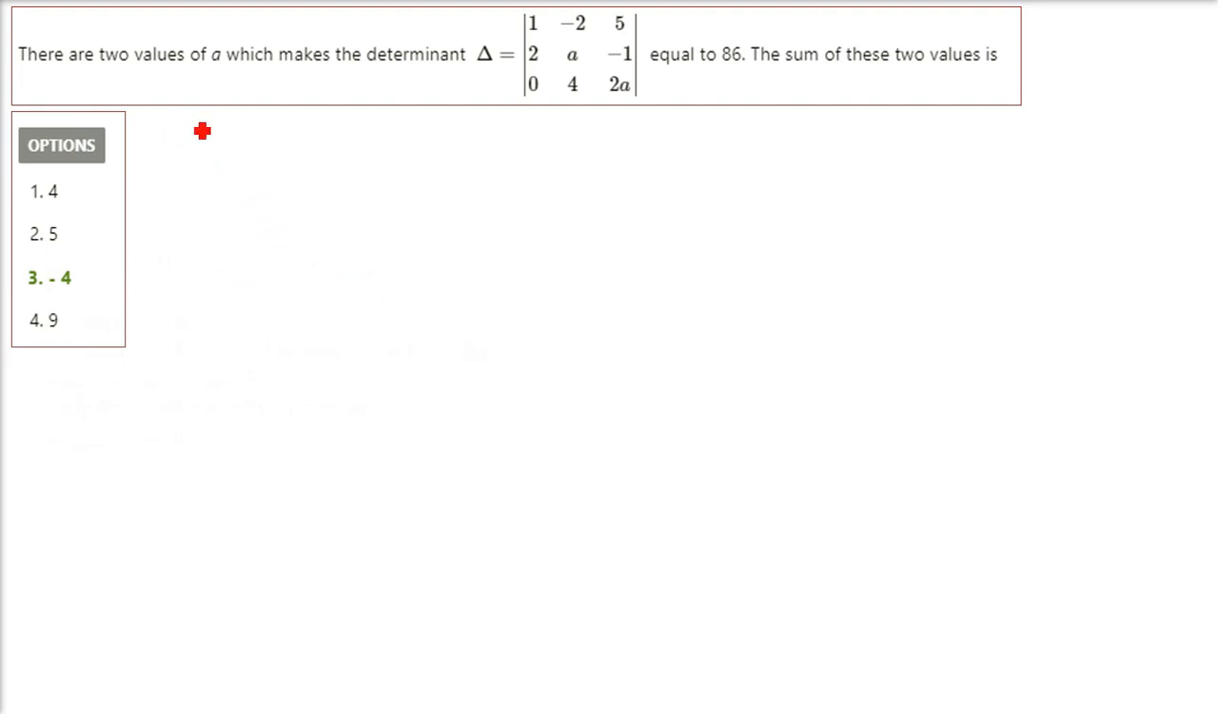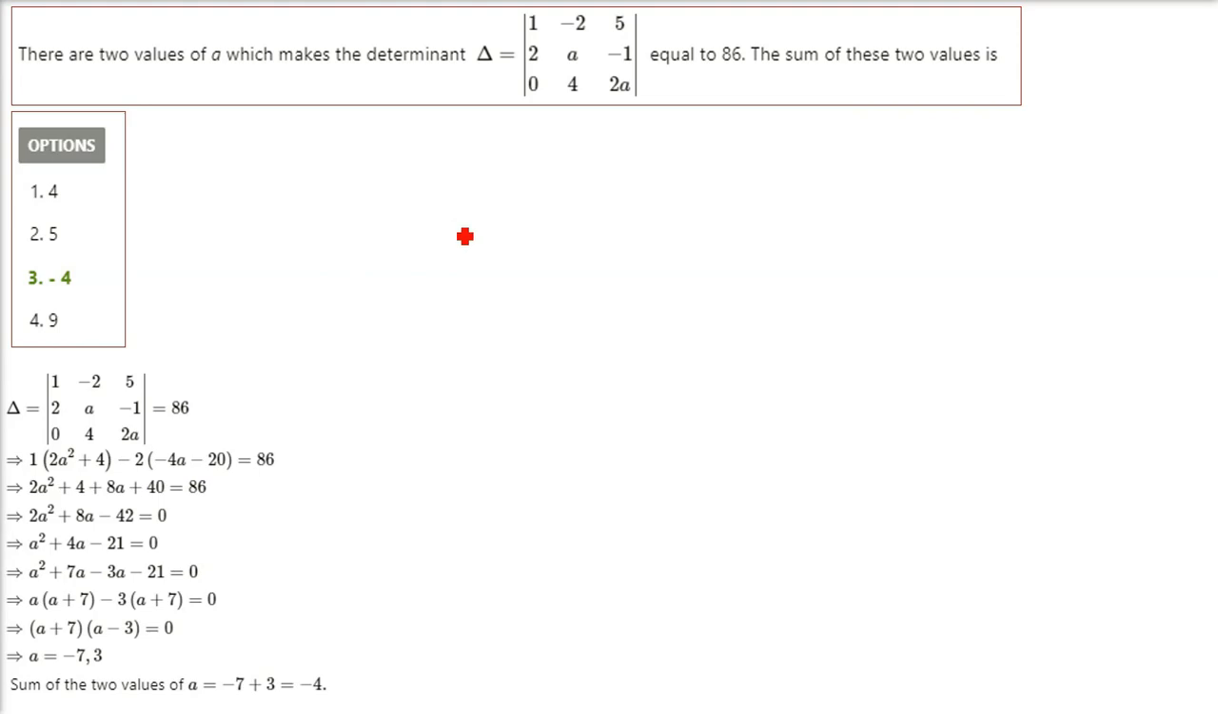There are two values of a which make the determinant equal to 86. The sum of these two values is asked. You just have to open the determinant, equate it to 86 and find the value of a. Either you can make it easier if possible, but I think doing that will just be an extension of time. So let us open this.